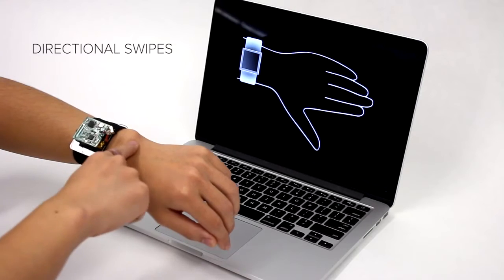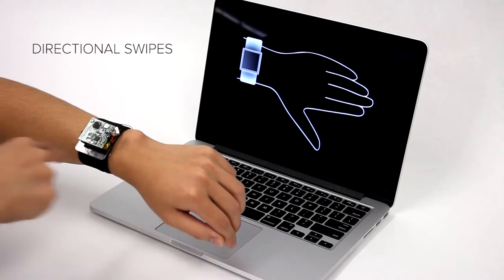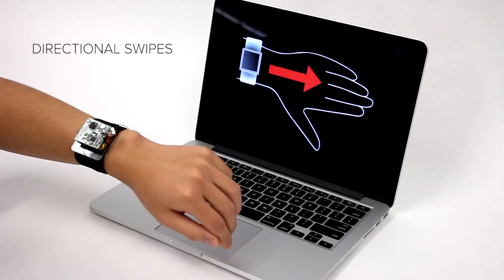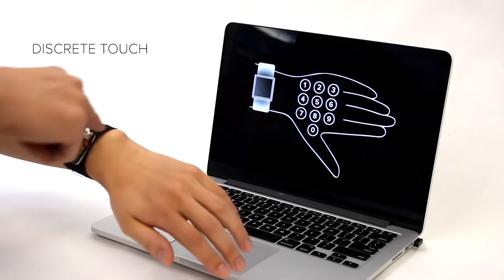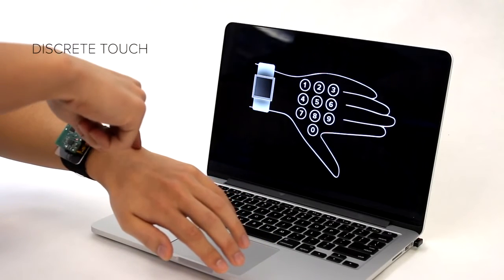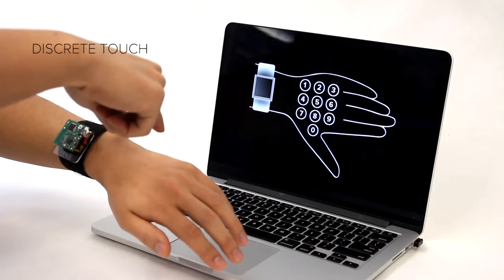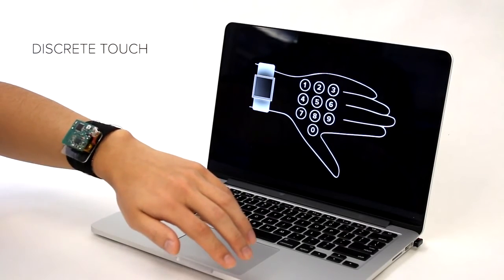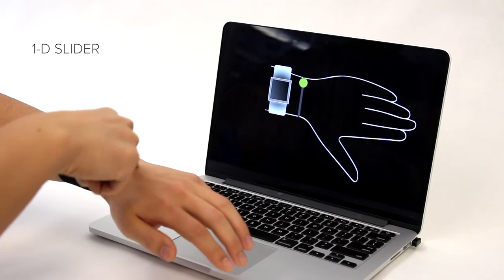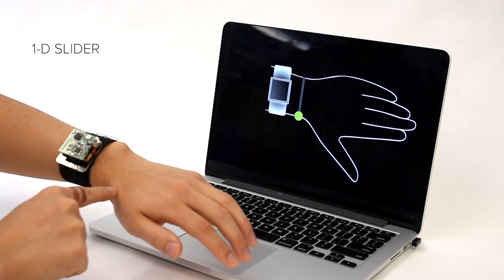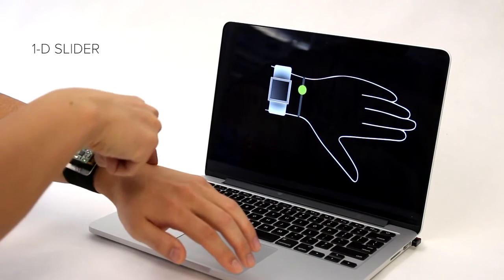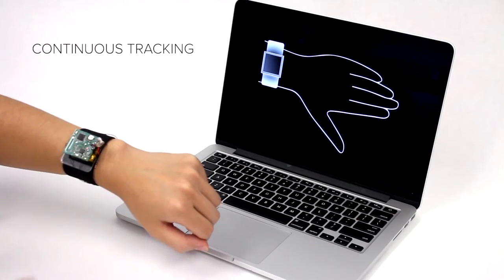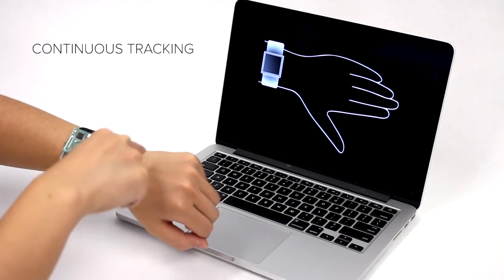We now present multiple interaction modalities enabled by our system. Our approach supports classification of discrete gestures, such as directional swipes. Similarly, we can sense discrete touches to any part of the skin. Our approach also supports continuous tracking on the skin, for example, a 1D slider. Here you can see 2D continuous tracking on the skin.